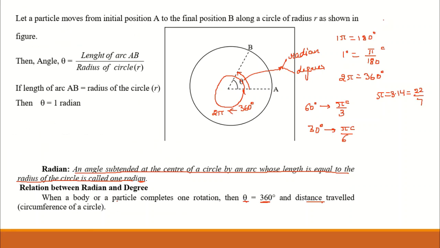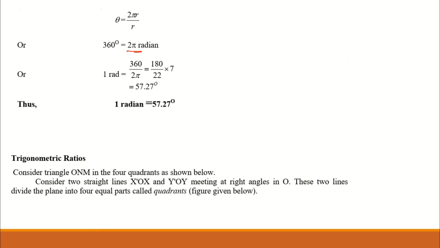Next, coming to the conversion of radian to degree, we know that 2 pi radian is 360 degree, or 1 radian is nothing but 180 by pi degree, or we can say that it is 57.27 degree. Or 1 degree is equal to pi by 180 radian, or 1 radian is equal to 180 by pi degree. If you substitute the value of pi as 3.14, we get that 1 radian is equal to 57.27 degree. This conversion of radian to degree is very important.